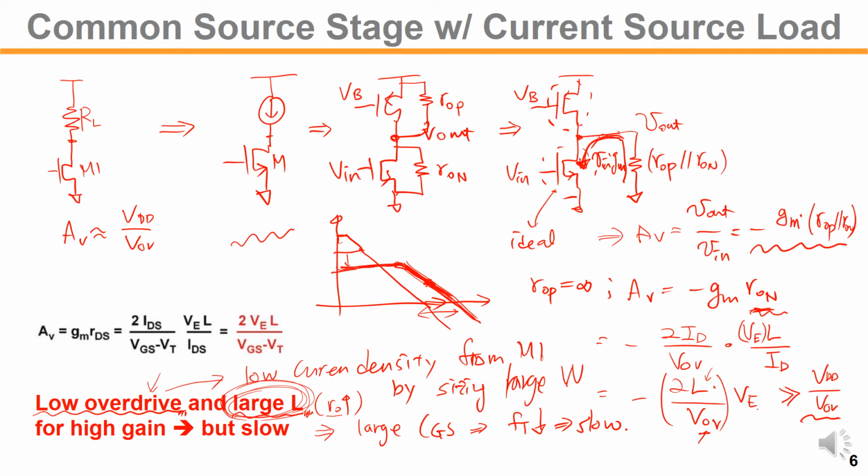But if you only care about the DC gain, then you may design for a large L and small overdrive. But the small overdrive again has some penalty, because we are limiting the input signal range.